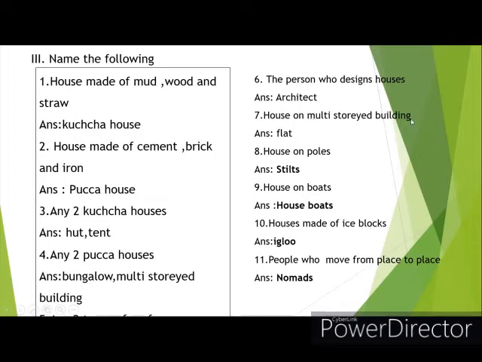House in a multi-storied building, what is that? Flat. Then house on poles is called stilt houses. House on boats, houseboats. Then houses made of ice blocks. In very cold places, ice is plentiful, so people make houses using ice blocks. Such houses are called igloo. And people who move from place to place, nomads.